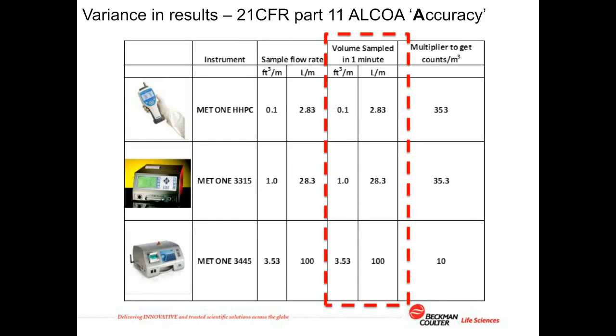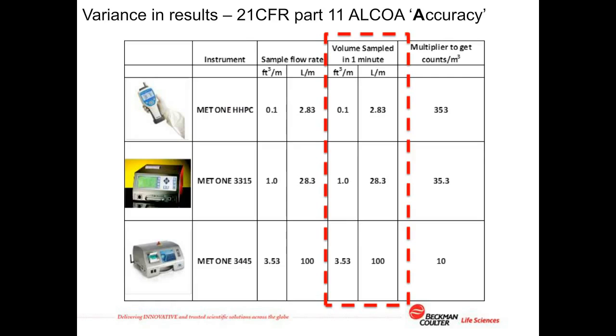Anyway, if you run these counters for just 1 minute each, then you get a very different sample volume from each of these counters. So the small handheld will only sample 0.1 of a cubic foot in a minute, whereas the old MET1 3315 would sample 10 times that amount, a whole cubic foot, whereas the high flow counter, the MET1 3445, will sample a whole 100 liters in that 1 minute.